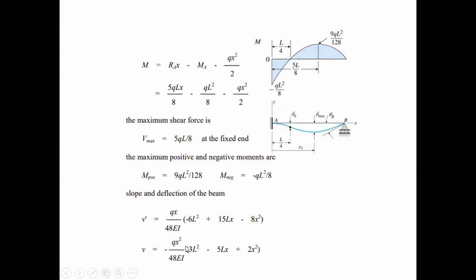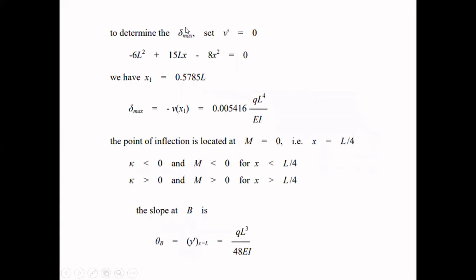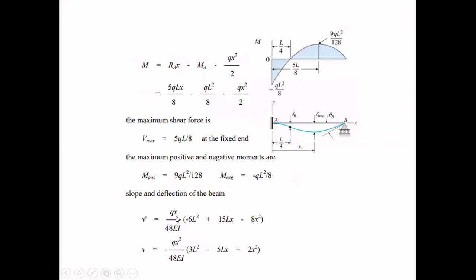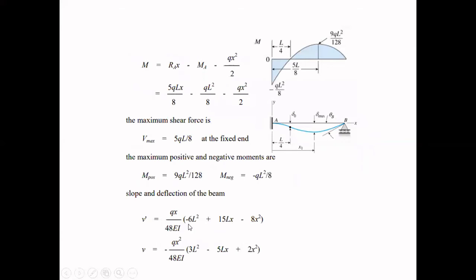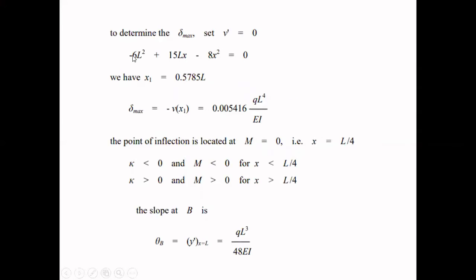We'll simply apply the boundary conditions and calculate the final slope and deflection at any point. To determine the maximum slope, we know V dash is equal to 0. So in this case, we will put V dash equal to 0 and calculate the maximum slope. The equation turns out to be like this. On putting V dash equal to 0, this portion will become 0, and this portion will become equal to 0. So minus 6L square plus 15LX minus 8X square is equal to 0.